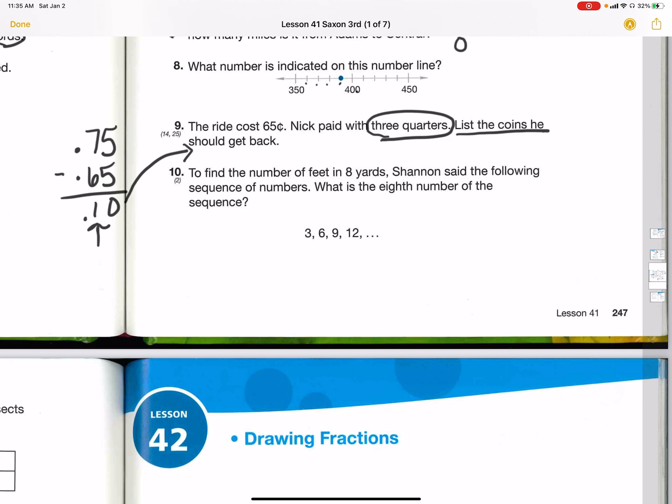To find the number of feet in 8 yards, Shannon said the following sequence of numbers. What's the 8th number of the sequence? So this is the first, second, third, fourth, and we are adding 3. So you need to tell me the 5th, 6th, 7th, 8th.